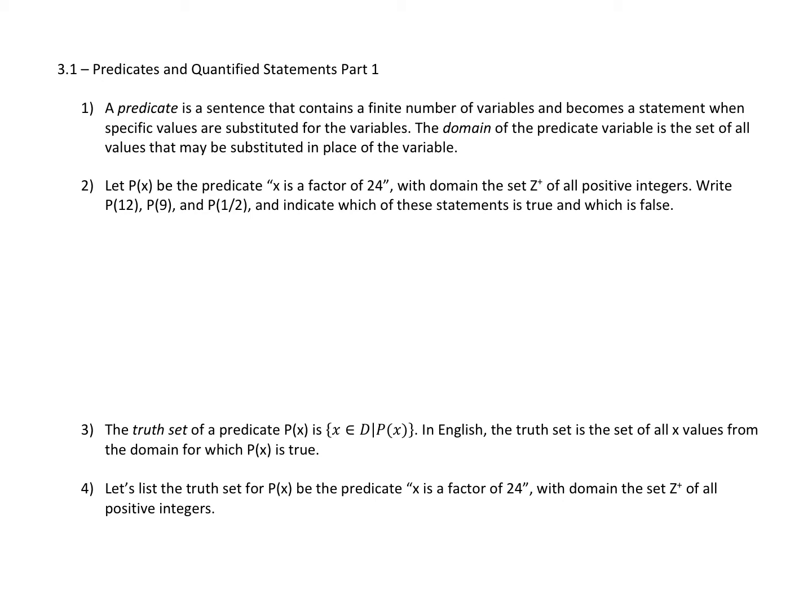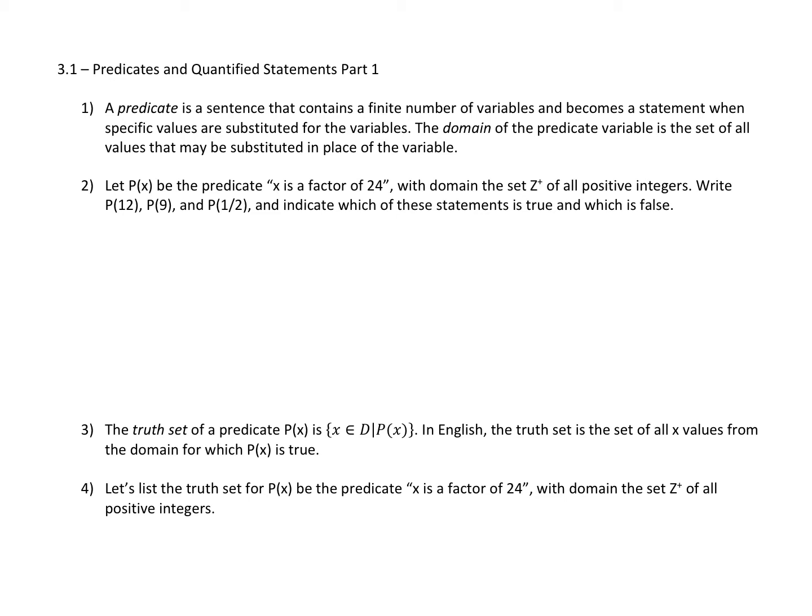A predicate is a sentence that contains a finite number of variables and becomes a statement when specific values are substituted for the variables. The domain of the predicate variable is the set of all values that may be substituted in place of the variable. So, for example, we're going to let P of x be the predicate x is a factor of 24, with the domain being the set of all positive integers, Z plus.